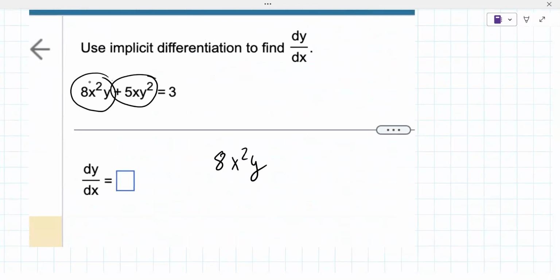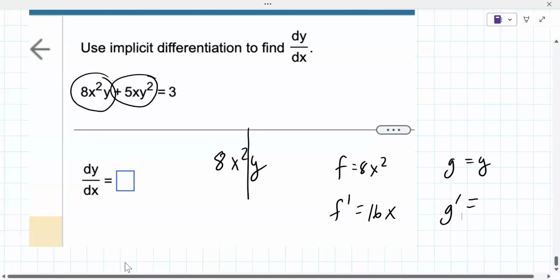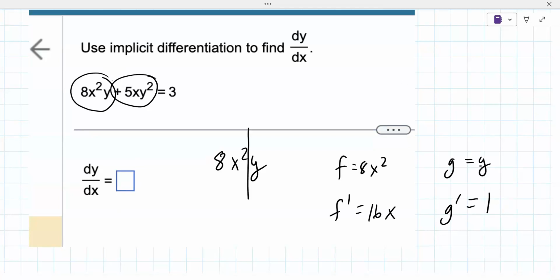You have to decide where to split it, and I'll suggest splitting it right there. So f is 8x squared, g is y. Can you tell me what f prime is? Yeah, it's 16x. Good. Now g, the derivative of y, you say, oh, it's like x, so the derivative of y is just 1. But whenever you have a derivative with respect to y, it's dy/dx.